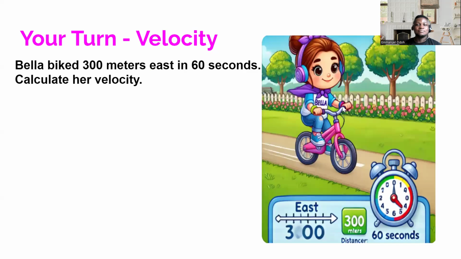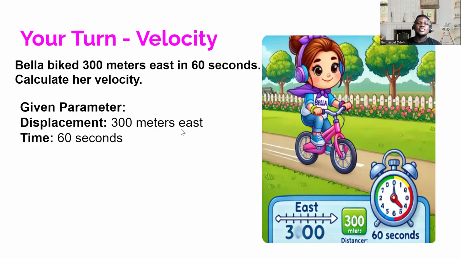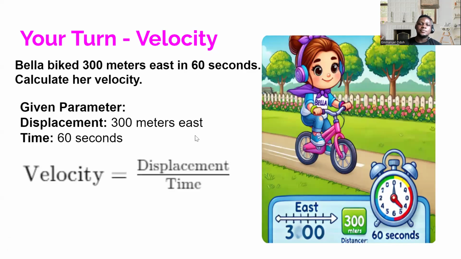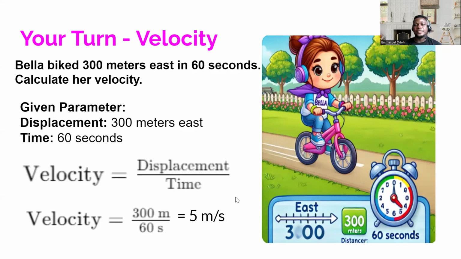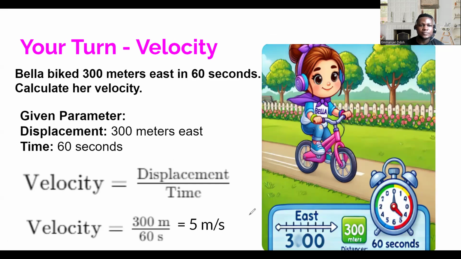So let's say this is Bella. You can see 300 meters in 60 seconds. The given parameters we have: the displacement is 300 meters east and the time is 60 seconds. So the velocity is displacement over time. Our velocity now will be 300 divided by 60, which is 5 meters per second.